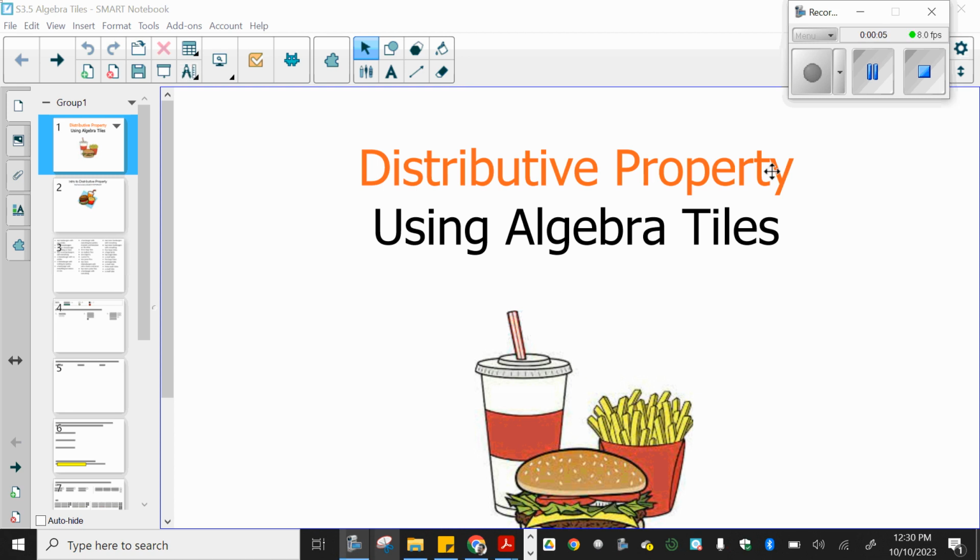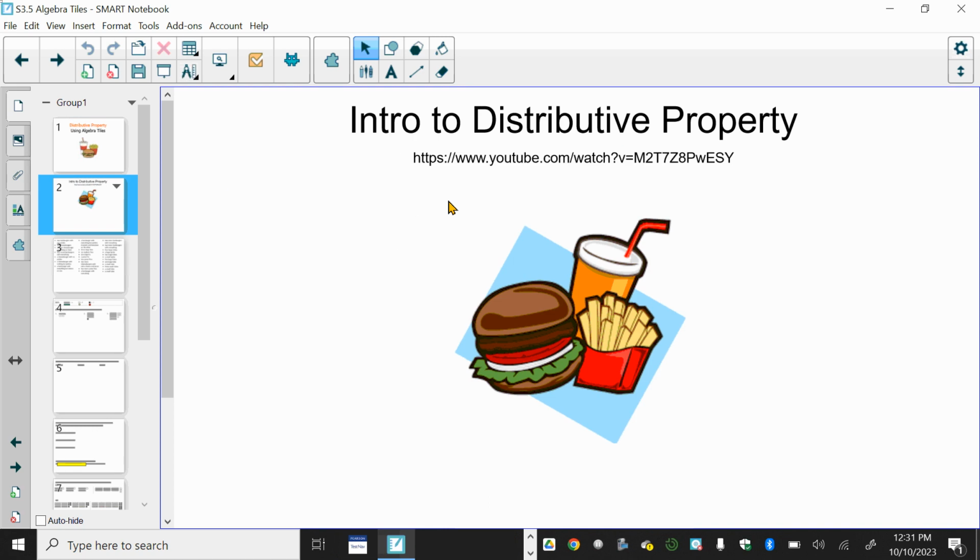Welcome to this. We're going to talk about our new activity for the 10th of October, talking about using algebra tiles. Right. So let's start off. There's a video we want you to watch. It's linked here. You can watch the linked version in the Google Classroom as well. So skip out of this and start with that, then come back to this.